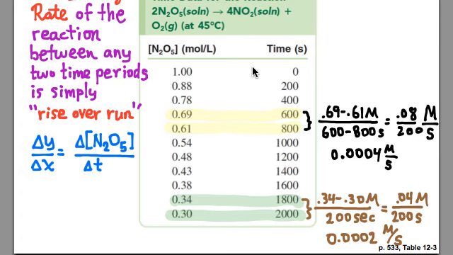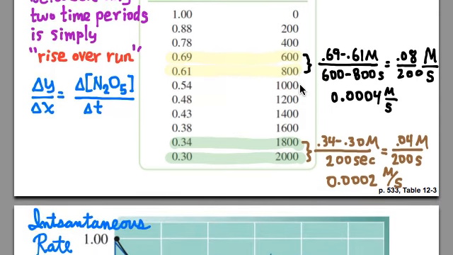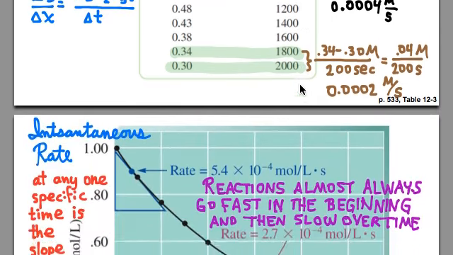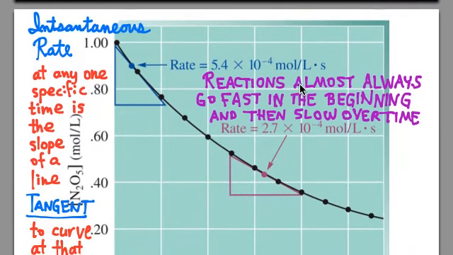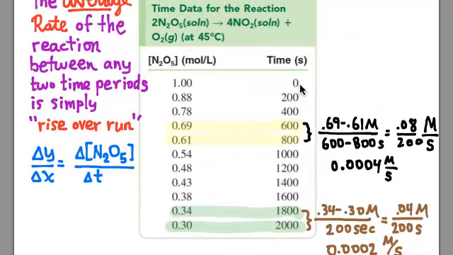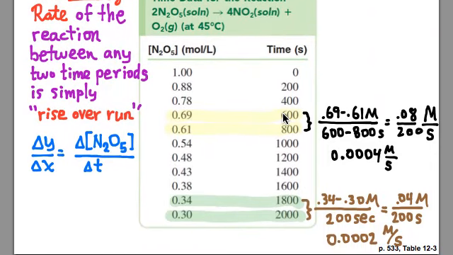I'm suspicious up here. If I did this math, that'd be 0.12 divided by 200 seconds. I think that would be 0.6 millimolar. So the reaction almost always goes fast in the beginning and then slows down and down and down as you go through time. Well, anyway, this is the average rate of the reaction between two time periods.